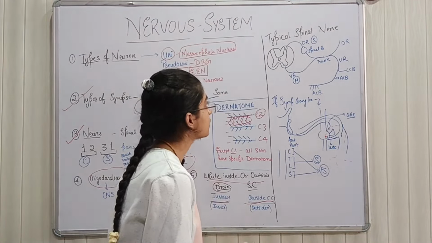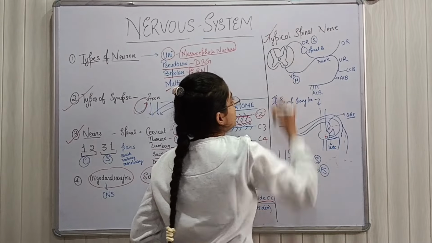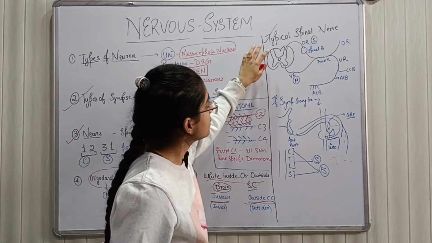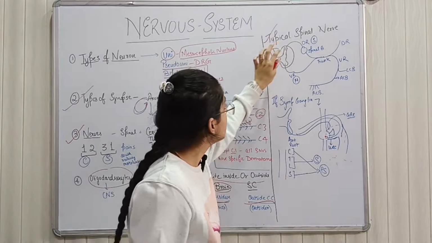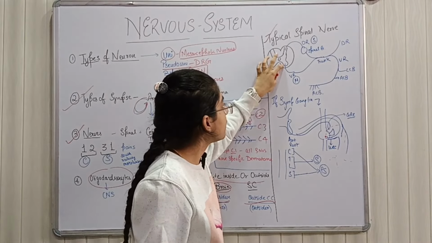Next comes the typical spinal nerve, and this is the dorsal root, dorsal horn, and this is the ventral horn and the ventral root.